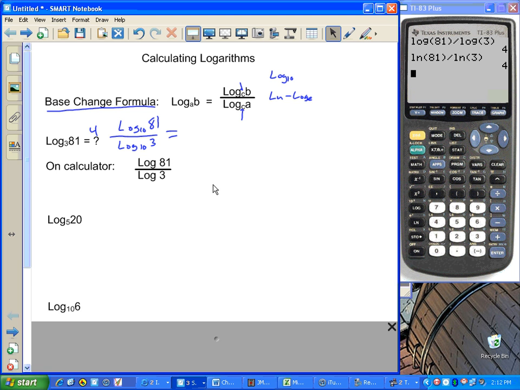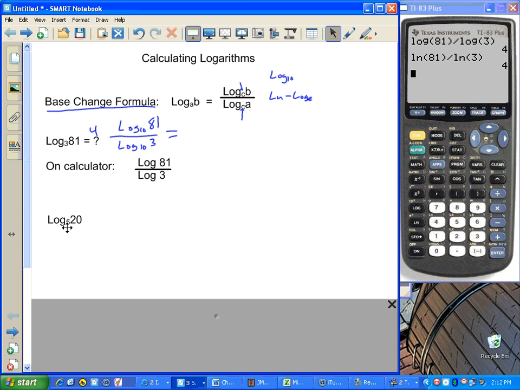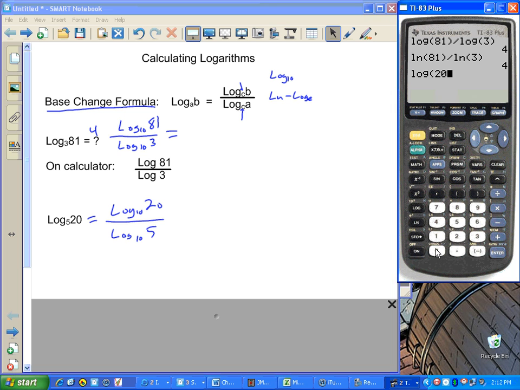If you got something like log base 5 of 20, well, there's no 5 to some power that easily brings me to 20. When I answer this, I will actually know what the power is, but I can't get this just by looking at it. So I have to use my change of base formula. I'm going to do log base 10 of 20 divided by log base 10 of 5. So log 20 divided by log of 5.